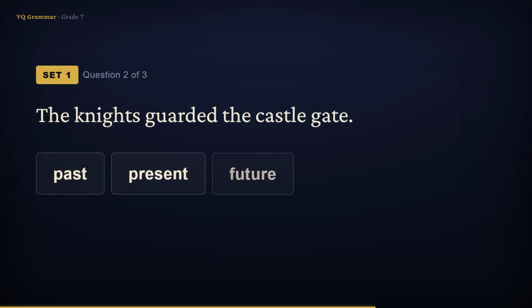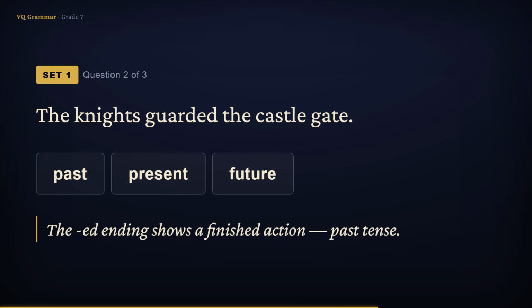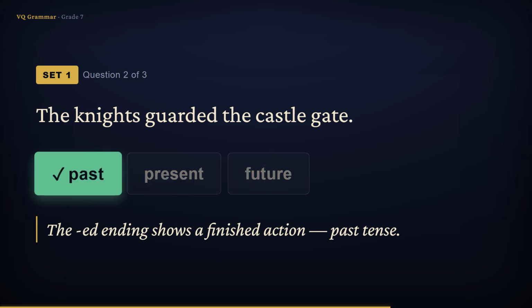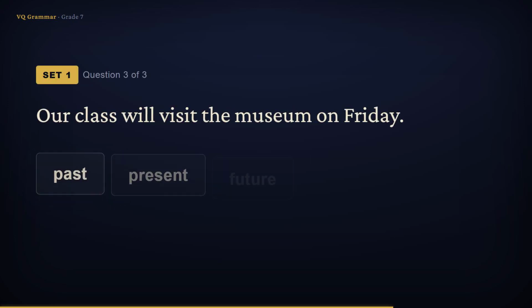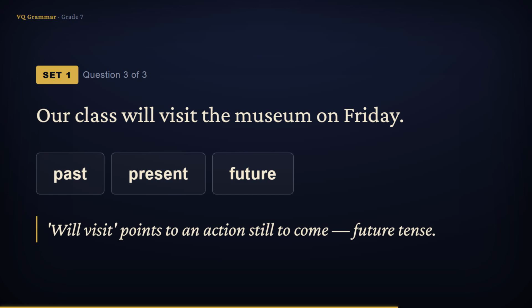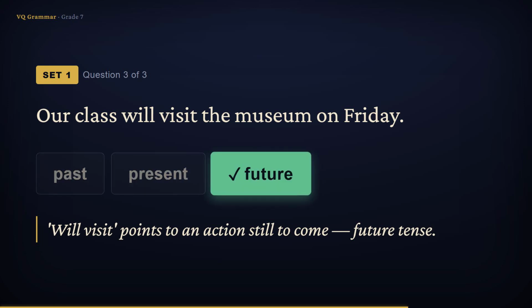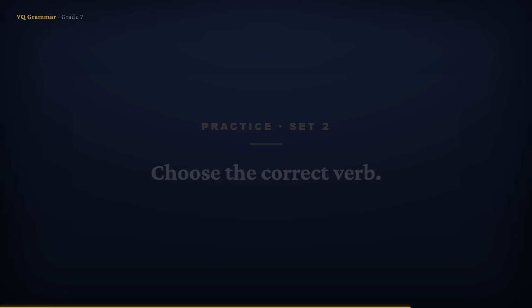The knights guarded the castle gate. The verb is guarded, ending in ed, and it describes something that already happened and is over. That ed ending is your signal, so the answer is past. Our class will visit the museum on Friday. The verb phrase is will visit. That little word will points to something that hasn't happened yet. It's coming on Friday. So the answer is future.